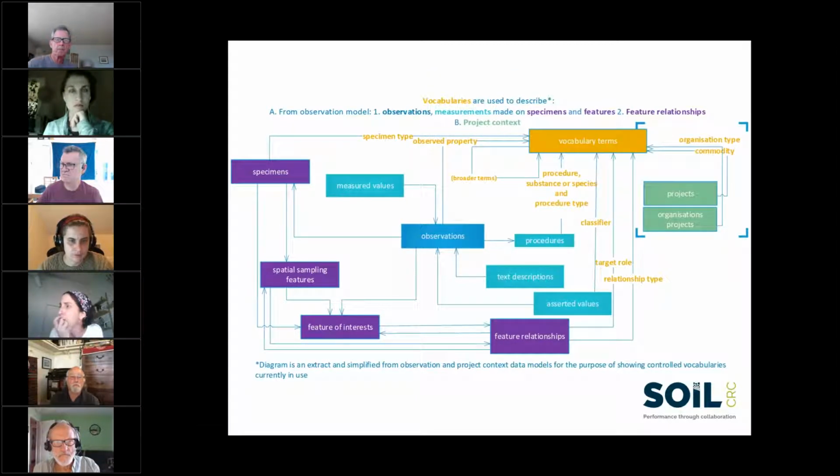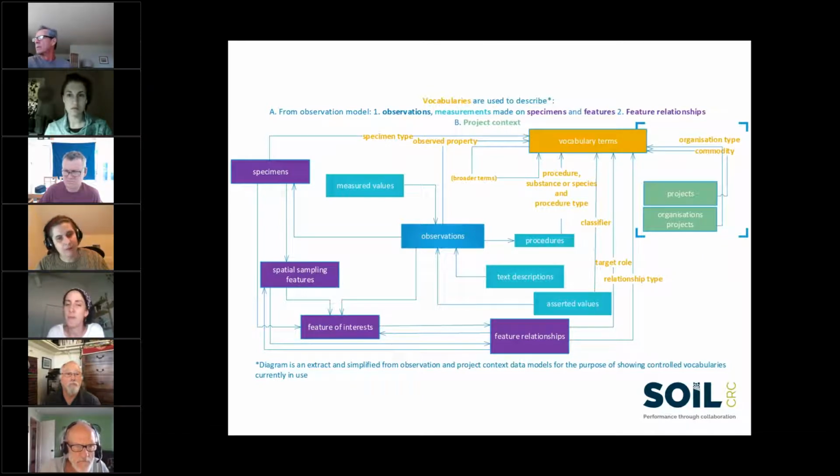So with a focus on vocabularies, I've tried, don't look too closely at this, but it's just a picture of where within our database we're using vocabulary terms. So we've got vocabulary term tables there. We've got observations that come in from the providers, and they come in as measured values or text descriptions for asserted values. Where we have an asserted value, we use classifiers. So the classifiers need to be represented as standard vocabulary terms, so they're in the vocab table.